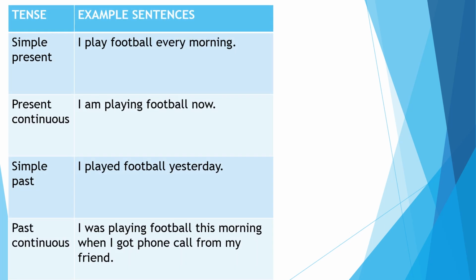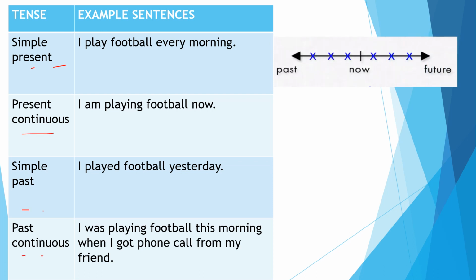Past, simple present, present continuous, simple past, and past continuous tense. See here, first tense. You can see here in the timeline that this tense expresses a habit or a routine, something that happens regularly. I play football every morning.